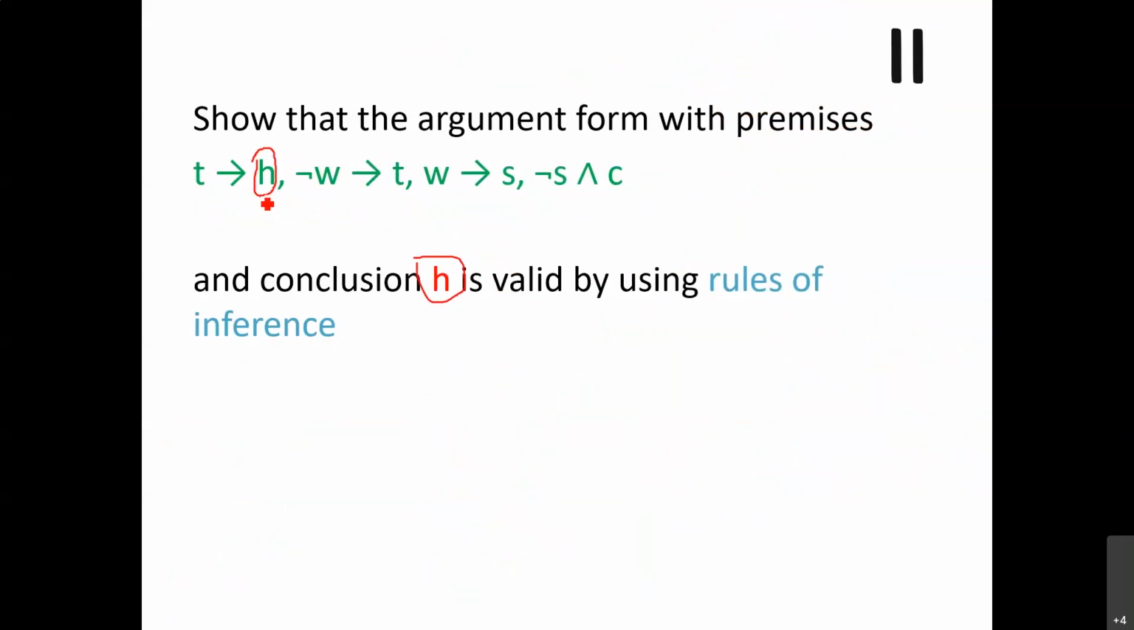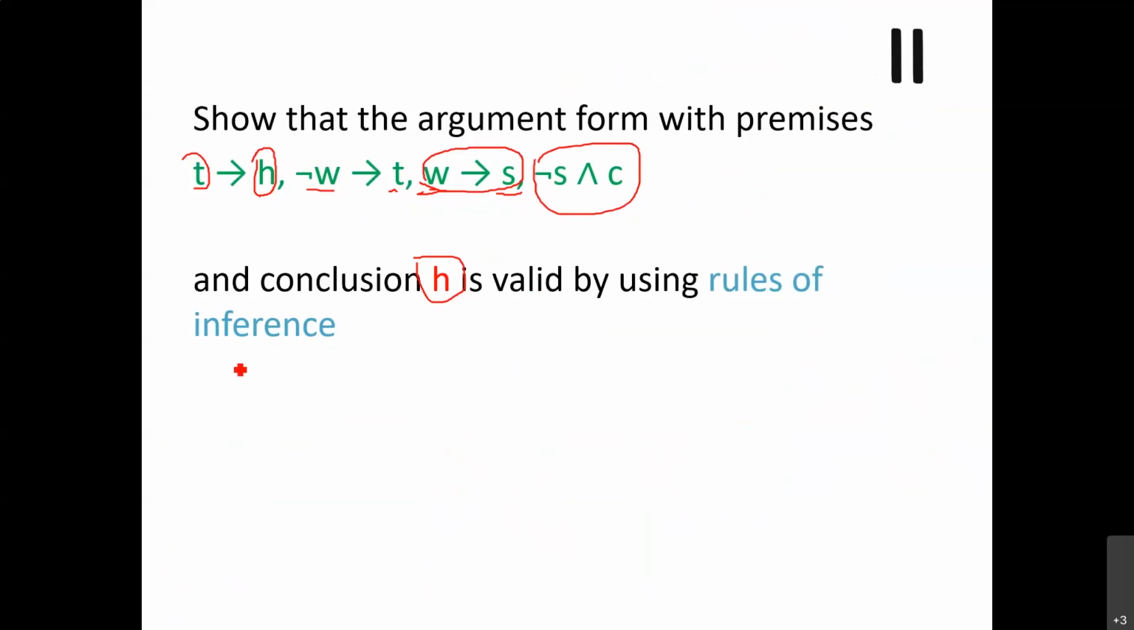I start from H, but I want to backtrack. So H, I get there from T. Then I have T here. I get to T from not W. I don't have not W, but I have W here with S. So this is where I should start. Well, almost here. Since I have an S here, and I have these guys, not S and C.